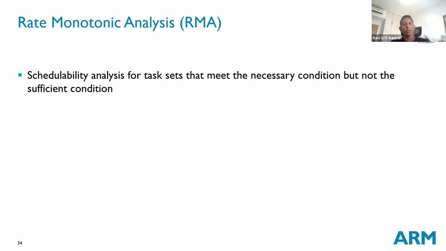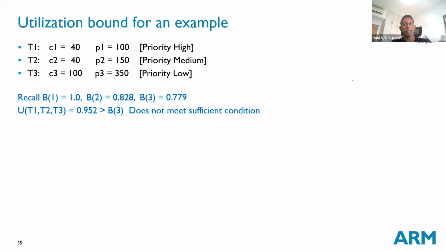Now let's look at this, which is called RMA, rate monotonic analysis, which is a way of analyzing the task set that meets the necessary condition but not the sufficient condition. So the necessary condition is what? That means the utilization is less than or equal to 1, but not the sufficient condition. That means it does not fulfill the utilization bound. So this is where we look at the schedulability analysis.